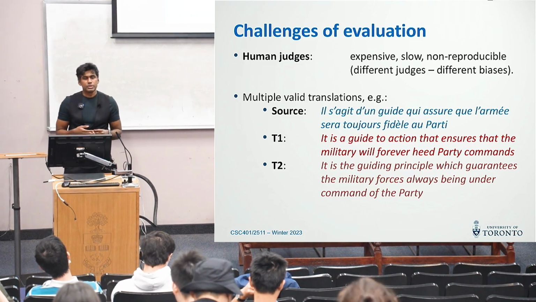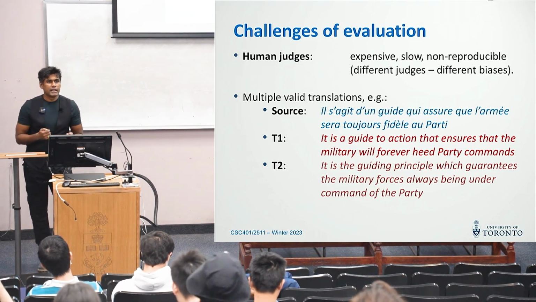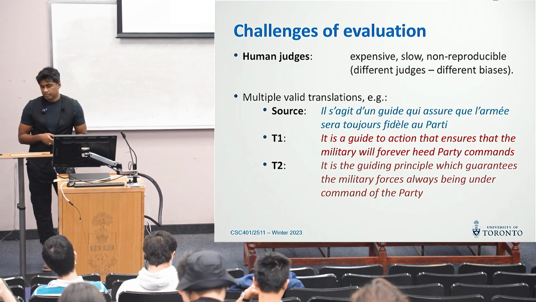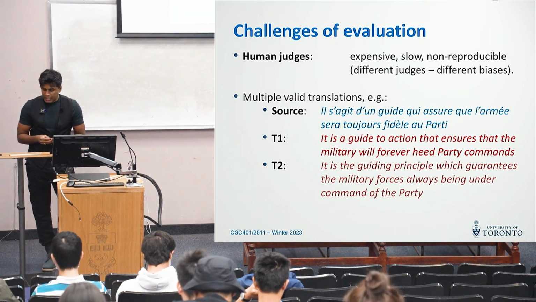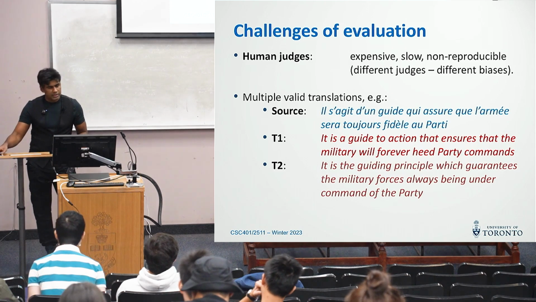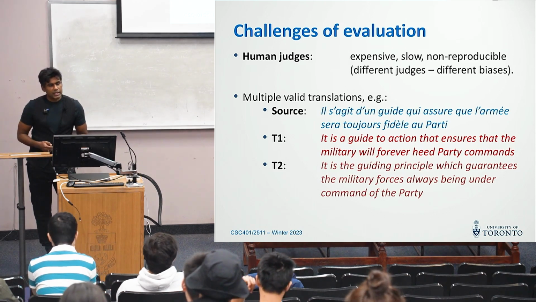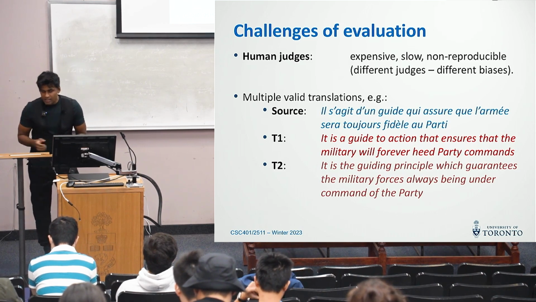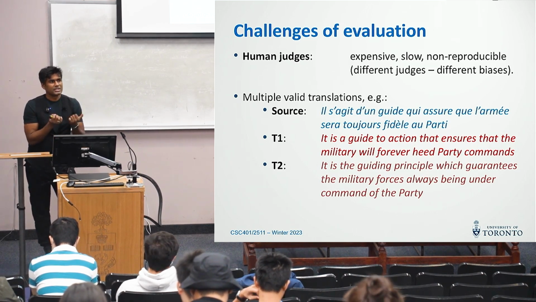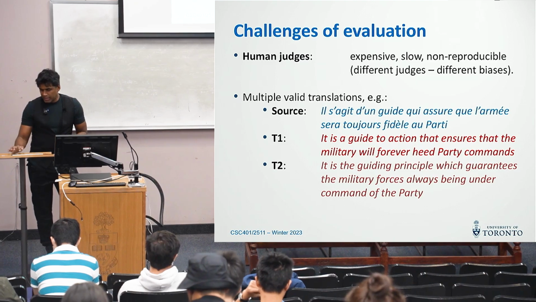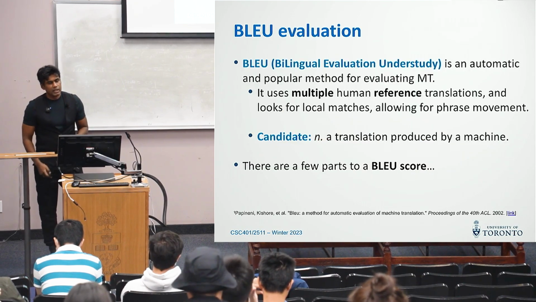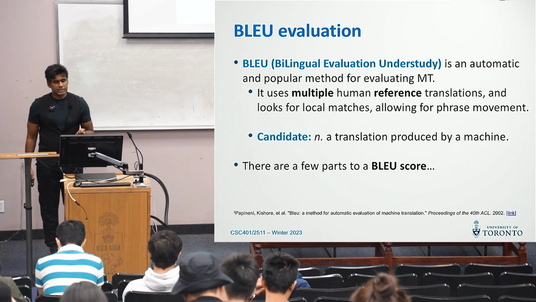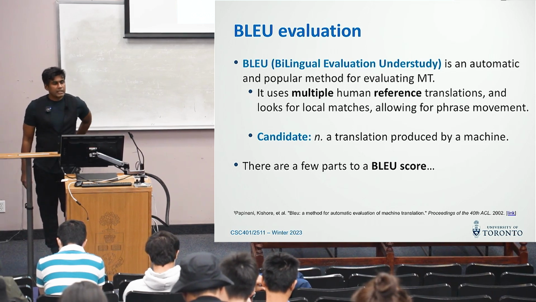One solution is, of course, to use human annotators, but that is not scalable, for obvious reasons. And here's another example where you can see that you can have multiple valid translations. So what we need is an objective measure for a subjective assessment. And this is where BLEU comes in, bilingual evaluation for machine translation.